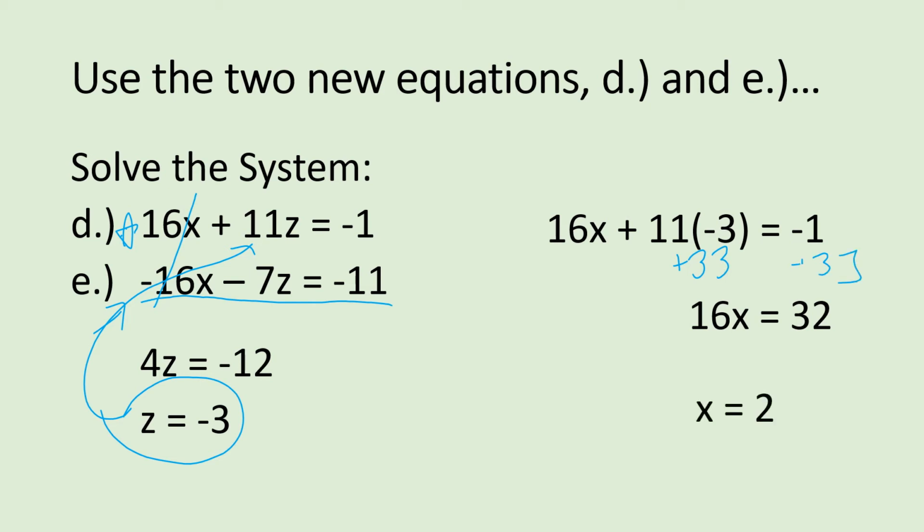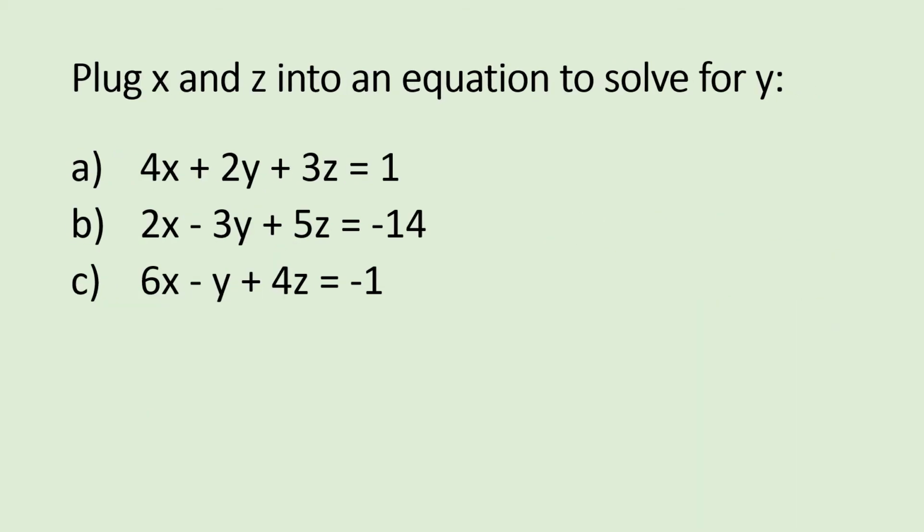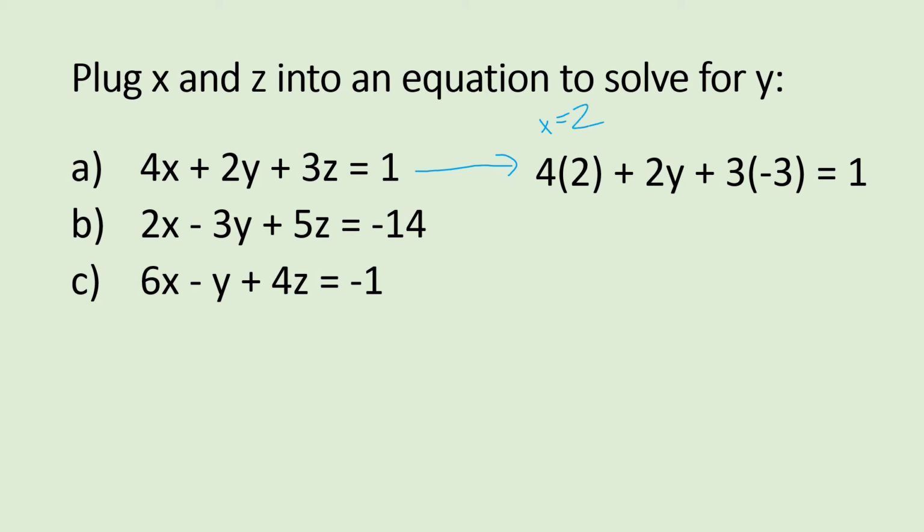And we solve it for x equals 2. All right, so now going back to the beginning, we had these three equations, and we now know what x is and what z is. Okay, x was 2, z was negative 3. And we're just going to pick one of these equations and plug in the two things that we found. Doesn't matter which one we pick, all of them will give us the same answer for y.